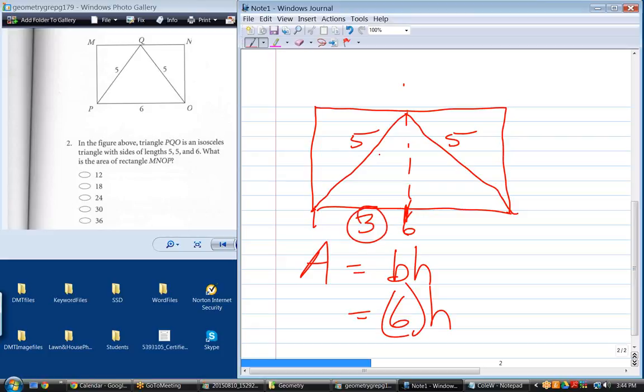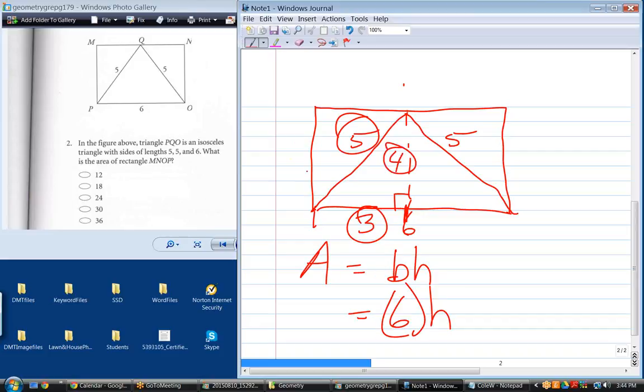If this is 3 and that's 5, and that's a right triangle, what's your minimum right triangle that's called the perfect Pythagorean triangle? 3, 4, 5. Three consecutive numbers. So this has to be 4.